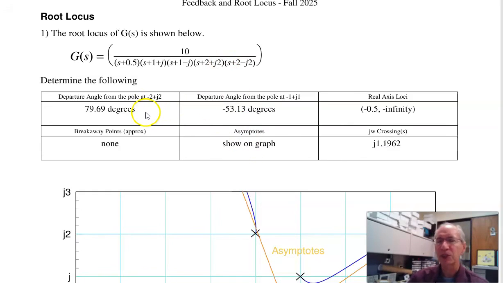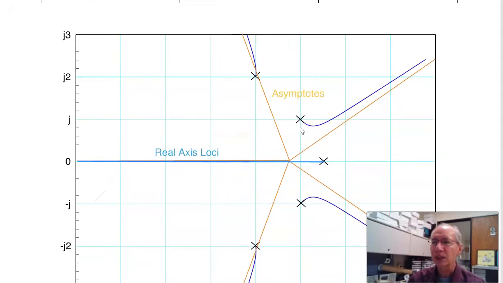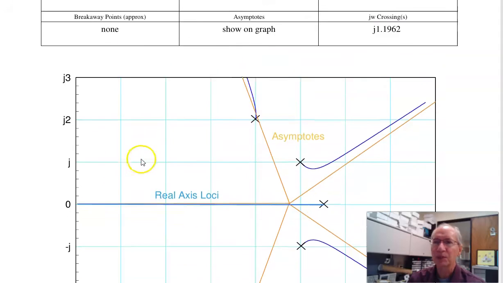Determine the departure angle for the pole at -2 plus j2, -1 plus j1, the real axis loci, breakaway points, asymptotes, and j omega crossing. So starting out, you start with the poles and the blue lines. The real axis loci is when there's an odd number of poles to the right. So it'll be between -0.5 and -infinity.